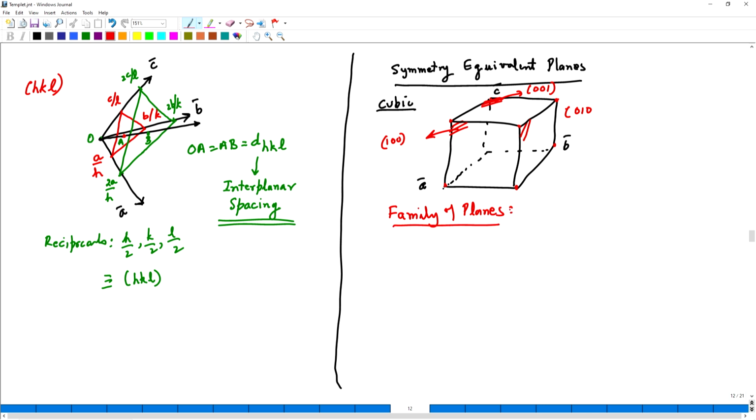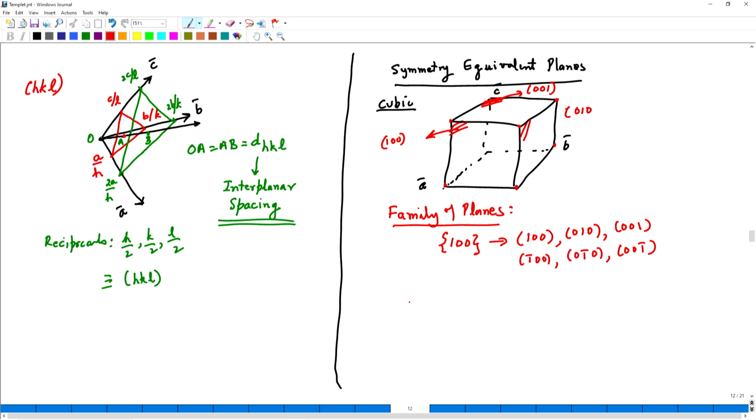In the case of directions, we put angular brackets. In the case of planes, we are going to use curly brackets and we will write it as 1, 0, 0, representing all the planes, and we can write specific planes in circular brackets. A lot of times you will also see that the negative indices are also written. But otherwise, basically there are only 3 sets of planes.